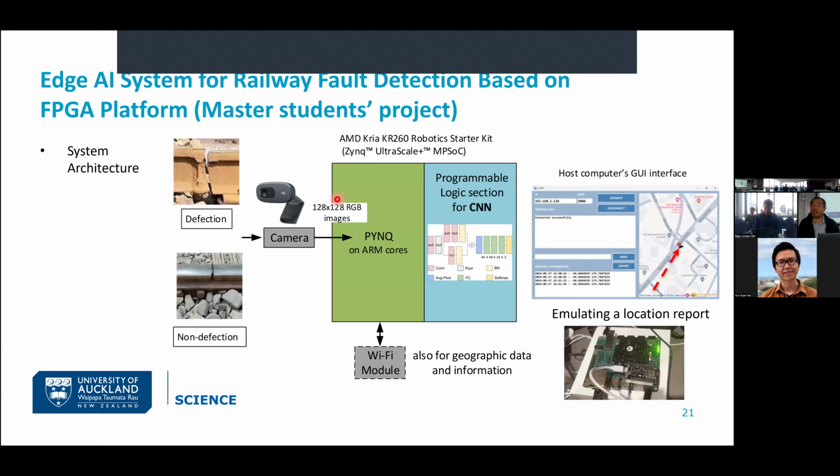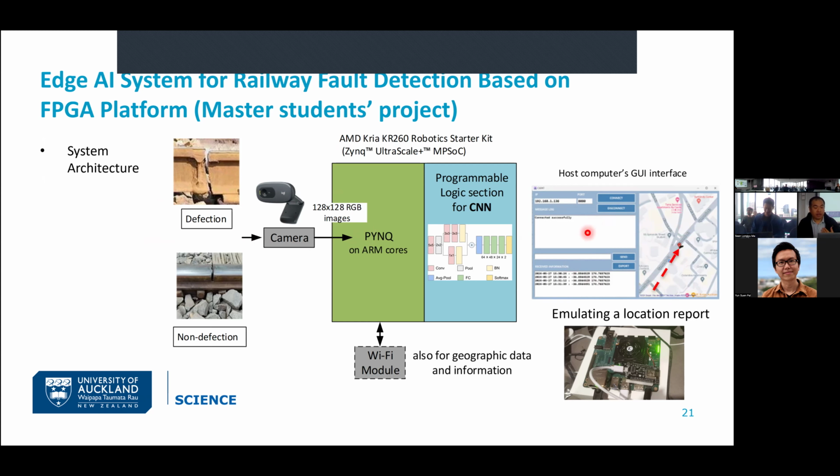We cannot just ask the rail company to break a piece of the rail for our platform to test, right? As you can see here, we have a camera capturing those real photos, and then the photos will be sent to our CNN model implemented in the FPGA. Once a rail is detected as defective, the platform or the car will report its GPS location to our remote server.